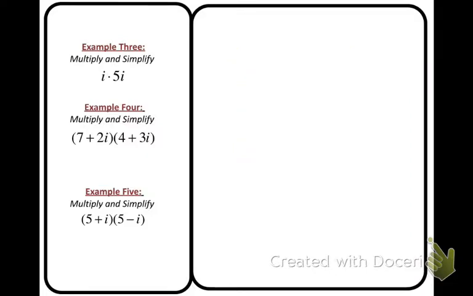Example 4. We have 7 plus 2i being multiplied by 4 plus 3i. There's no plus or minus between those two parentheses, so we're not going to combine anything, we're going to be distributing. Let's start our distribution. 7 times 4 gives us 28. 7 times 3i, 7 times 3 is 21. That's plus 21i.